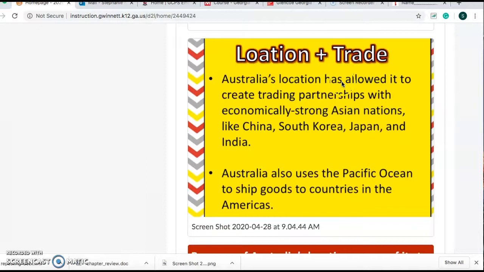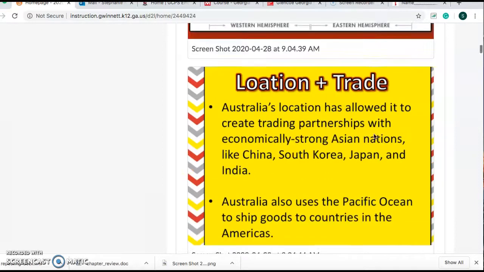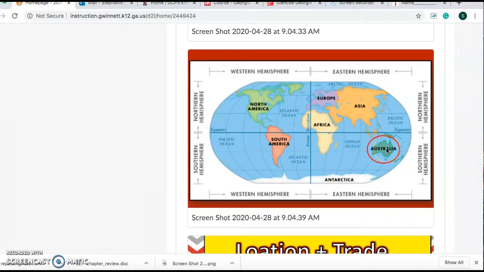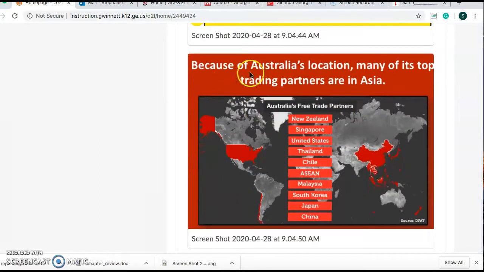It says Australia's location has allowed it to create trading partners with economically strong Asian nations like China, South Korea, Japan, and India. Australia also uses the Pacific Ocean to ship goods to countries in the Americas. So if you go right here, you can see that it would make sense that Australia usually just ships mostly to Asia, right? But they do use the Pacific Ocean because this is a globe and it spins. If you were to go this way, they would end up right here and they could go to North America and South America by the Pacific Ocean. And it says, because of Australia's location, many of its top trading partners are in Asia.